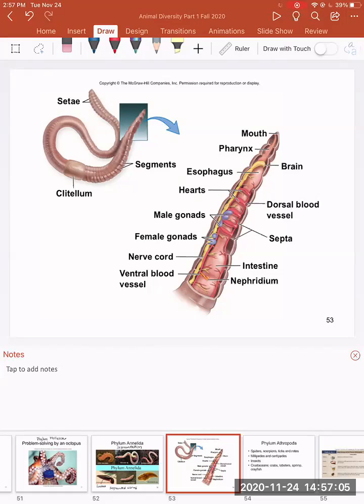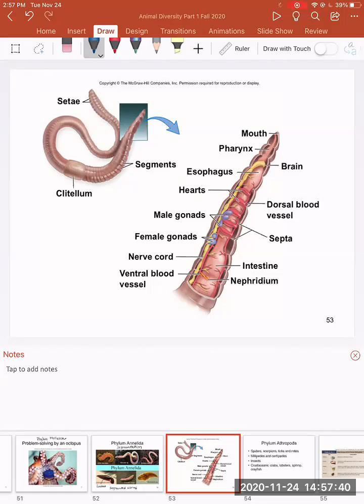There's a centralized nervous control center called the brain. There are complex blood vessels, mouth, pharynx, esophagus, multiple hearts, male and female reproductive parts, a nerve cord. Very complex. This nephridium is involved in part of the excretory system. So segmentation is going to allow these animals to develop even more complexity on top of the complexity they're getting because they have a true body cavity.